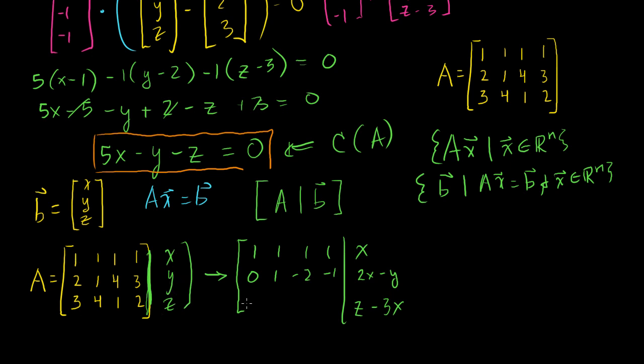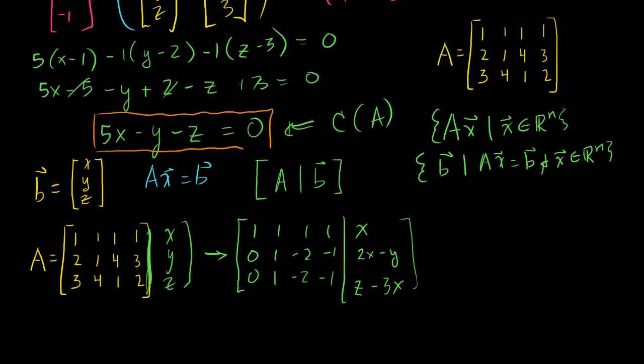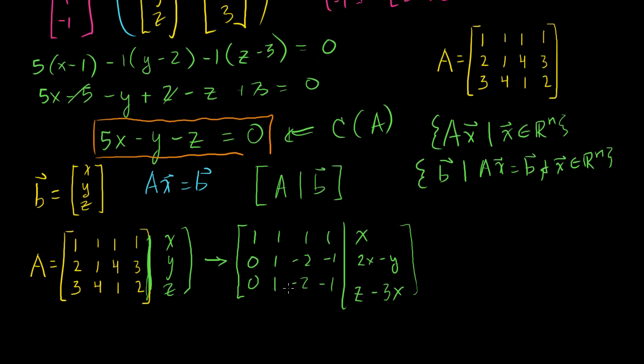3 minus 3 times 1 is 0. 4 minus 3 times 1 is 1. 1 minus 3 times 1 is minus 2. And then 2 minus 3 times 1 is minus 1. Now, I could go all the way to reduced row echelon form, but something interesting is already happening.